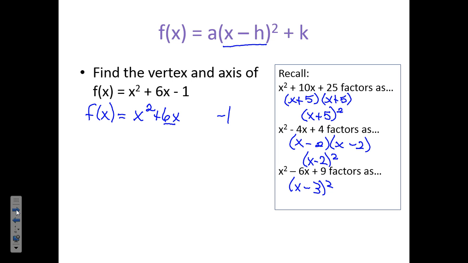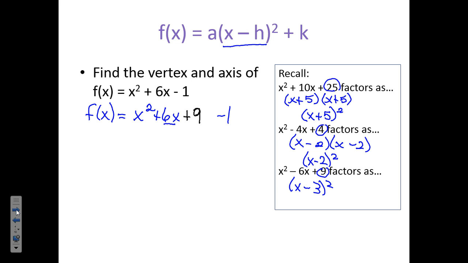The trick was to say, what is half of this guy squared? Notice half of 10 is 5. Half of -4 is -2. Half of -6 is -3. Half of 6 is going to be 3. But I have to add what to it? What makes this a perfect square? 9. I have to square it. So I'm going to add 3 squared, or 9, to this spot to make it a perfect square trinomial.